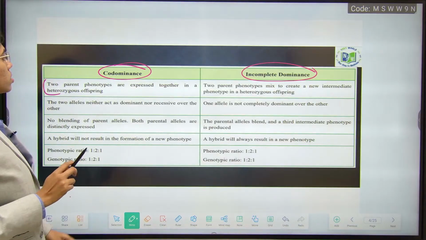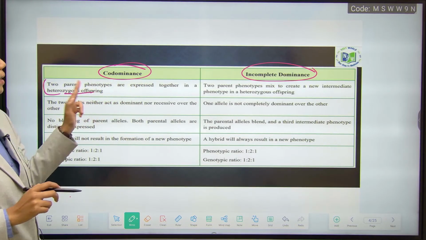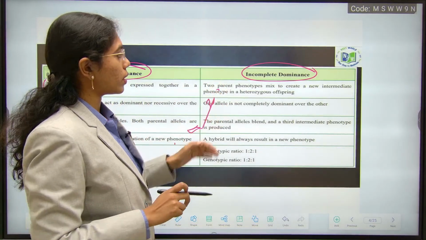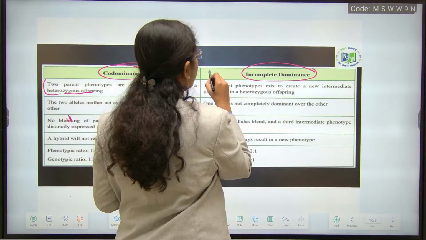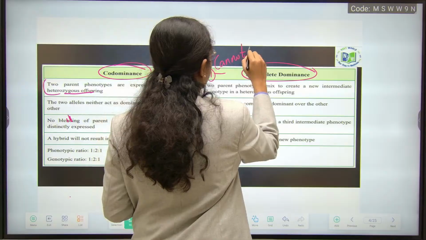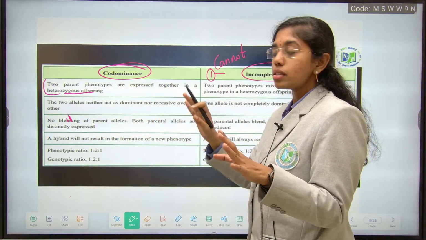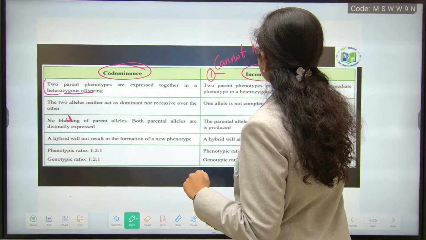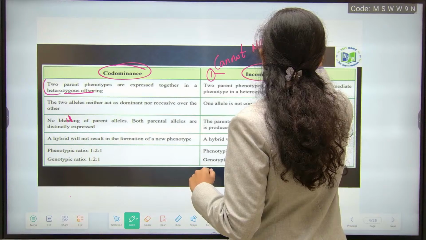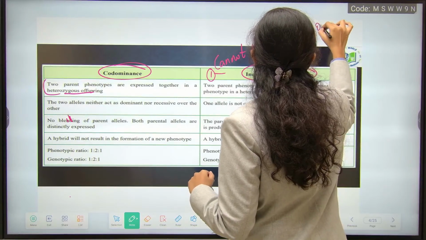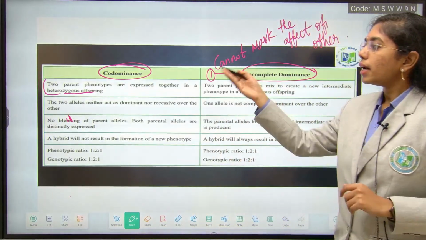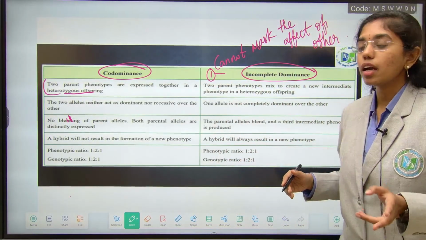Two parents' phenotypes are expressed together in the heterozygous offspring. Here in incomplete dominance, only one allele cannot mask the effect of the other allele. There is no mix or blend of two alleles, but one allele cannot mask the effect of the other. Clear, right? Here in codominance, two alleles are neither dominant nor recessive.